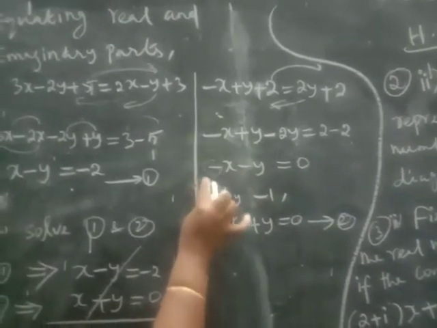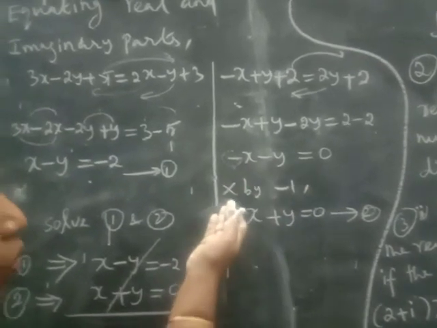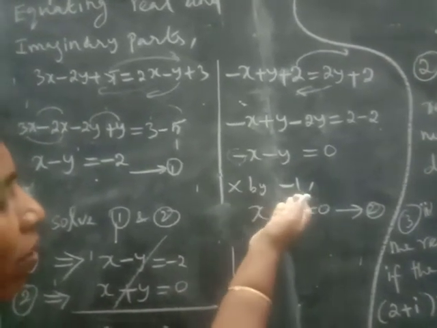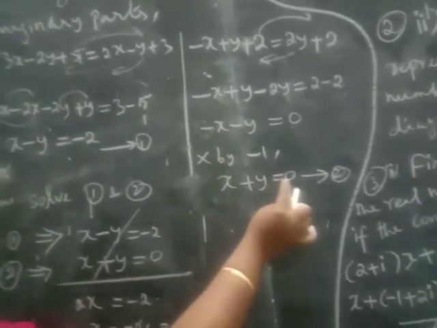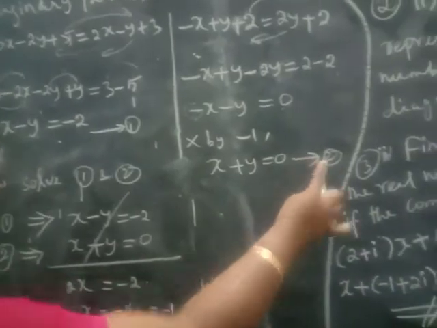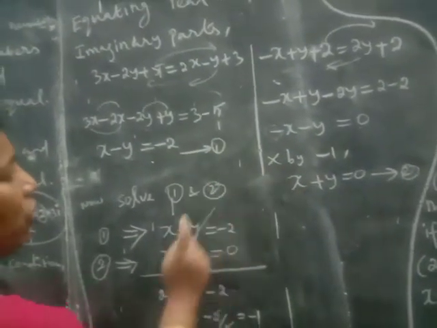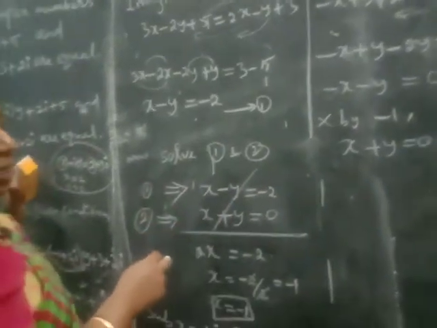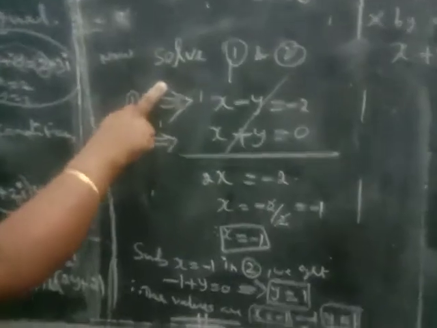So always the first term should be positive. So we are multiplying to remove this negative sign. We are multiplying this equation by minus 1. So minus 1 means we will get x plus y equal to 0. Consider this as 2. Now we get two equations, 1 and 2. These two are linear equations. Already you have studied in 10th standard, isn't it?